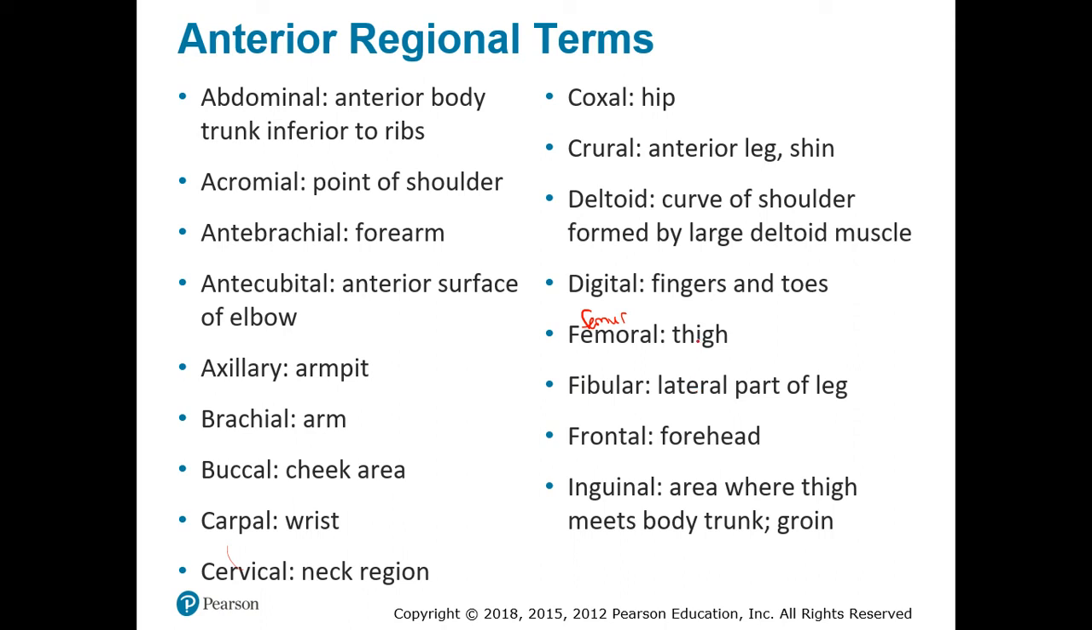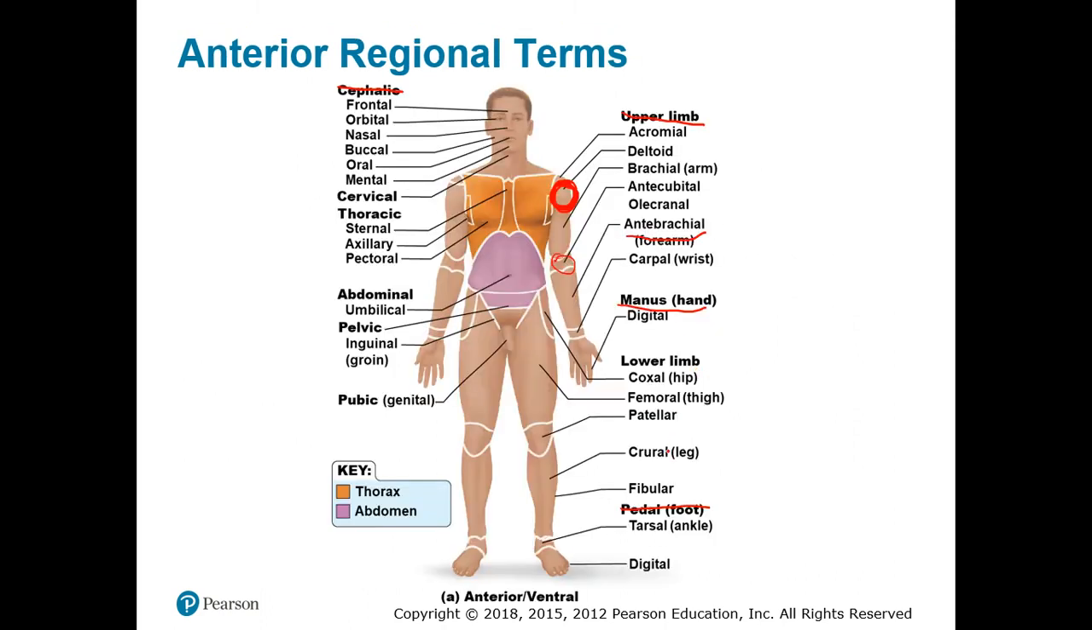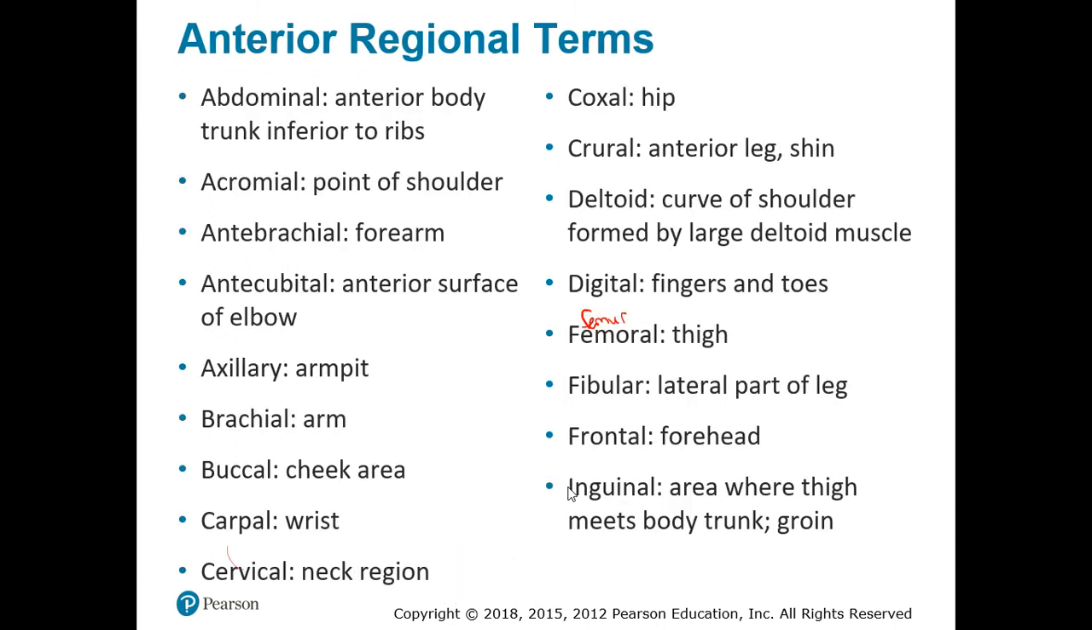Fibular is the lateral part of your leg. So remember, this is going to be the outside. So here is fibular. It's going to be right here on the outside. It's really close to your fibula bone, which is also a lateral bone as well. Frontal is your forehead, and then inguinal is where your thigh meets your body or where your groin is located.